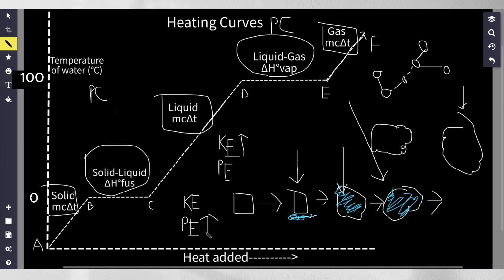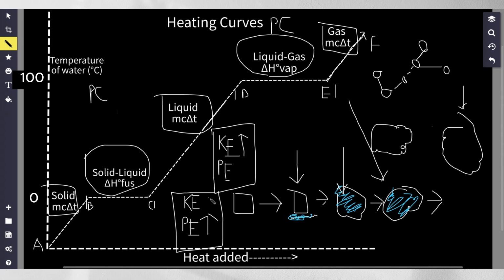And the way I like to remember this is the lines that have a slope, those are the lines where the kinetic energy is increasing. The straight lines, so we can see segment B to C, segment D to E, these lines are when the potential energy increases.